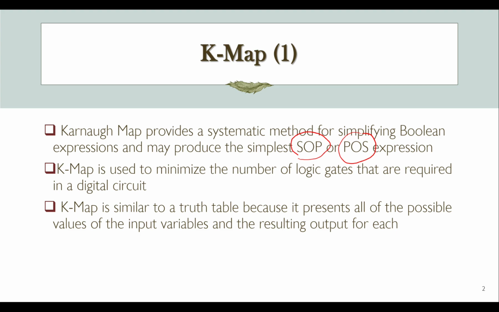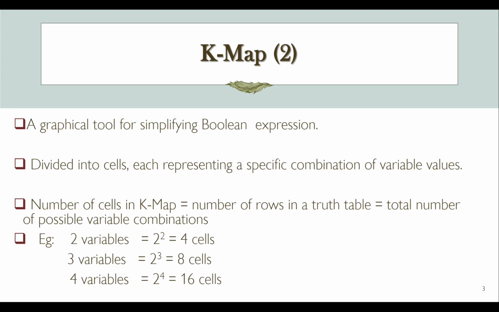K-Map is similar to a truth table because it presents all the possible values of the input variables and the resulting output for each. Let's take a look. For example, if you have a K-Map with two variables, you get f equals AB plus AB bar. So the variables are only A and B. For these variables A and B, you will have 4 cells for the K-Map.